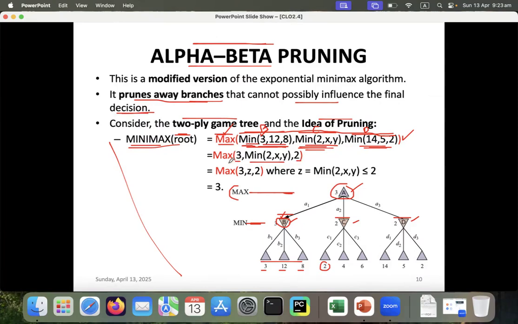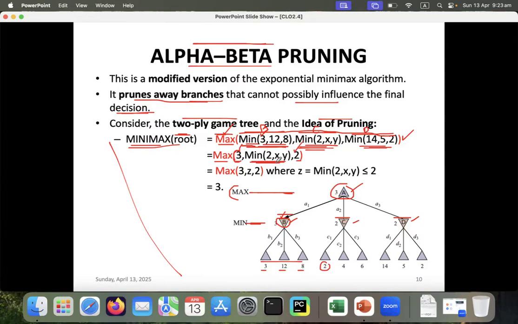Now, outside is max. If this is 3, if this is 2, and if this is 2, suppose I am just saying, then max will get 3 as the maximum. Here at the first step, max has the 3 value. When max has the 3 value, this max doesn't need this 2, it will reject that value.